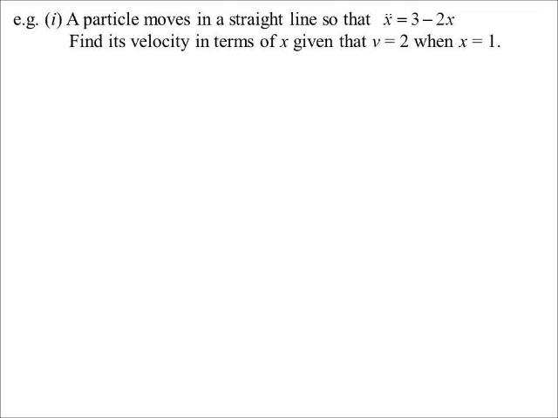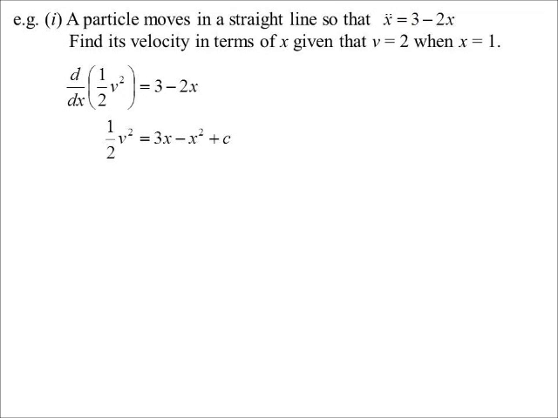Acceleration this time has actually been given to us. It's in terms of displacement, 3 minus 2x. We want to find its actual velocity in terms of displacement. So in this case, we want to go back the other way. I know acceleration is the derivative of a half v squared with respect to x. So if I want to undo the differentiation, I've got to do the opposite, just like any equation. I'll integrate both sides. So I get a half v squared is the integral of 3 minus 2x, so I get 3x minus x squared plus, of course, some constant.